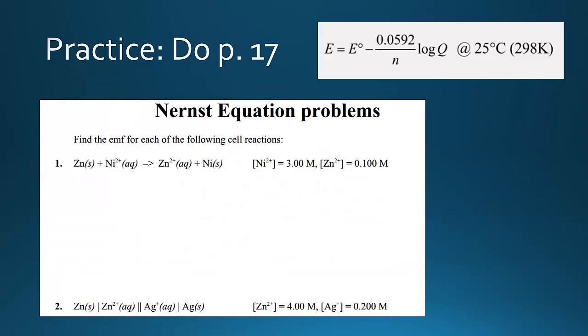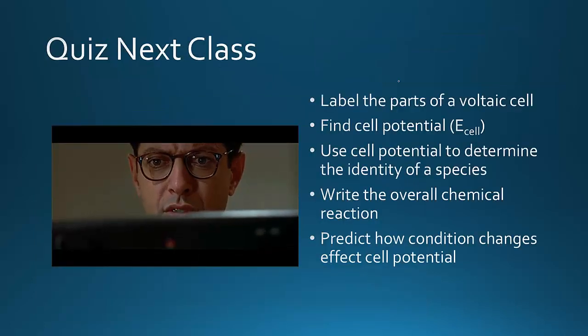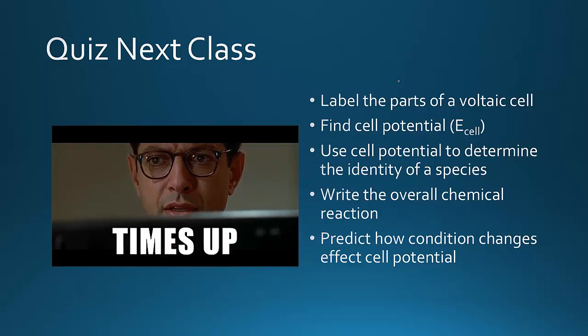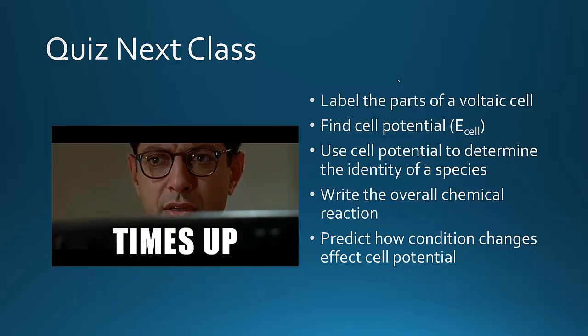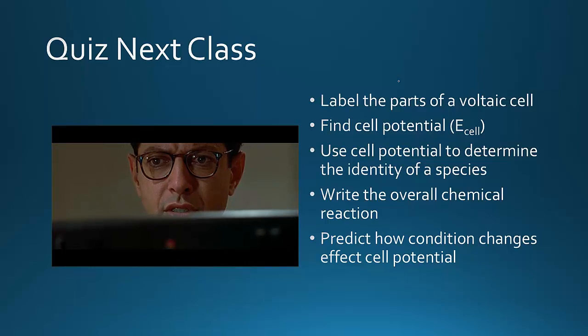With that, you can do page 17 in your packet. Assume that all reactions are at 298 Kelvin or 25 degrees Celsius. Next class, you'll have a quiz where I'll ask you to label the parts of a voltaic cell. You'll have to find the cell potential, and using that cell potential from a list of 4, determine an unknown species. Meaning in one of the half cells, you will have an unknown metal. You have to tell me what that metal is.